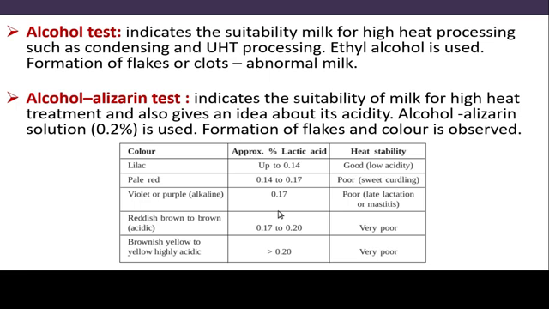Alcohol alizarin test. What is the alcohol alizarin test? It indicates the suitability of milk for high heat treatment and also gives an idea about its acidity. Alcohol alizarin solution, 0.2%, is used here. Formation of flakes and color is observed. Color lilac means up to 0.14% lactic acid, and heat stability is good. Just read this table.